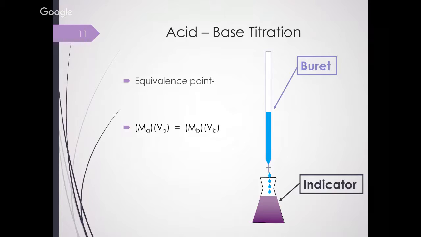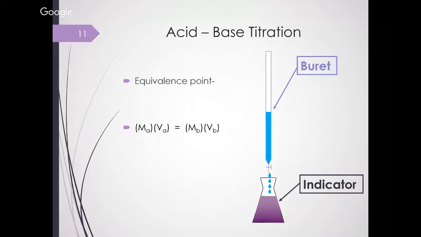So the equivalence point, as I just said, is when the moles of your acid equal the moles of your base. In the burette, we have our base that's blue here. In the flask, we have an indicator which is going to change colors based on the pH. We can use this equation when we have a one-to-one relationship between our strong acid and our strong base.